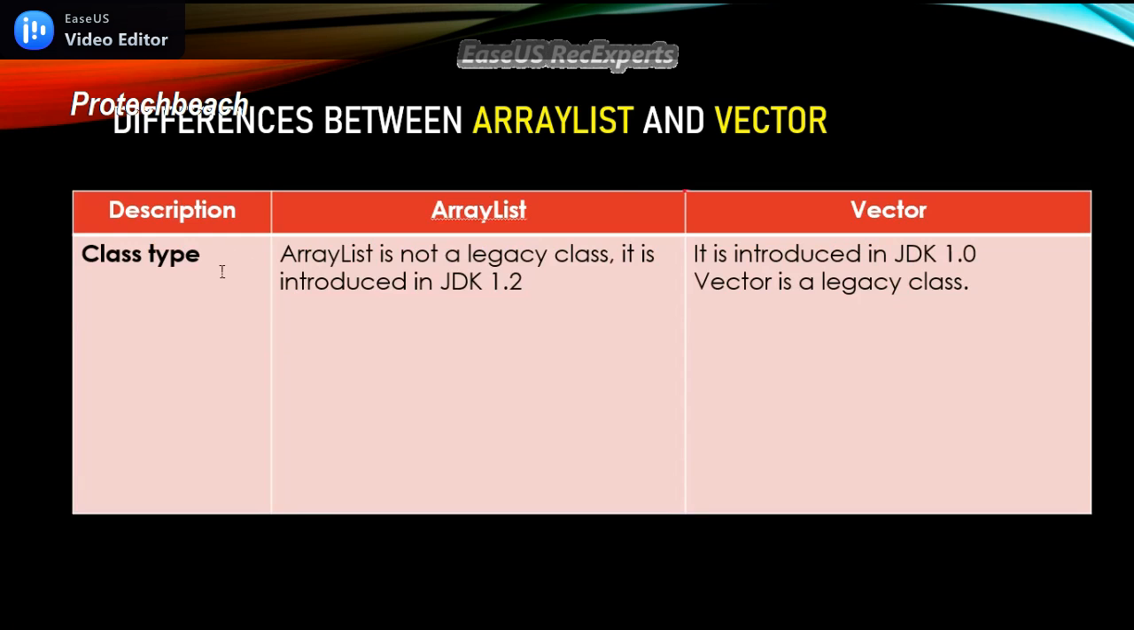The class type. The main difference is that Vector got introduced in JDK 1.0. That's why it is called a legacy class. ArrayList was introduced in JDK 1.2. This is the first difference between ArrayList and Vector.